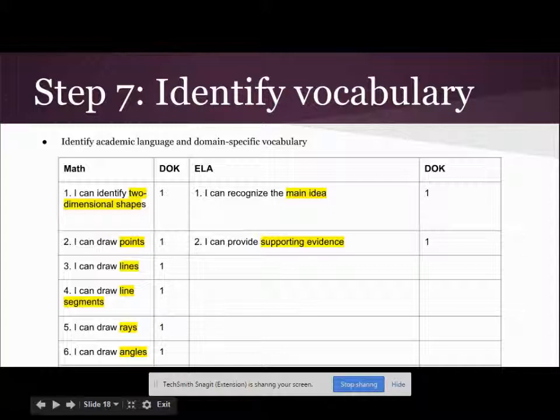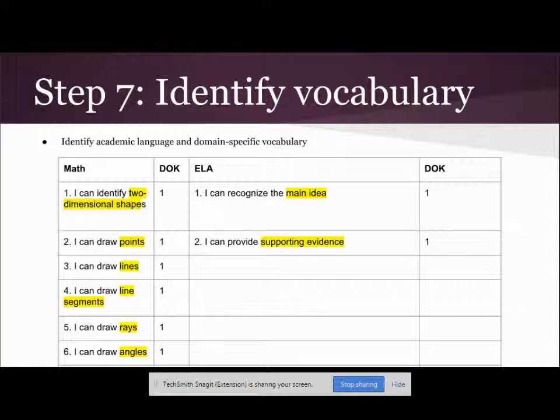Step 7 is identify vocabulary. You will identify academic language and domain-specific vocabulary. Academic language are words that students will use across disciplines. For example, summarize. Summarize is an academic language vocabulary word that is used across several disciplines. Domain-specific vocabulary are words that are used exclusively for your content area. For example, the word metaphor. Metaphor is exclusively used in ELA classrooms.